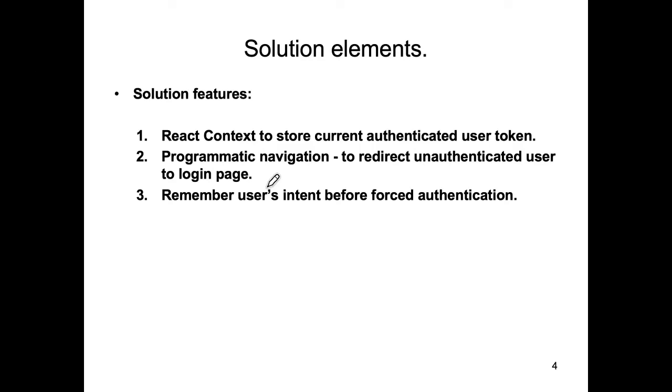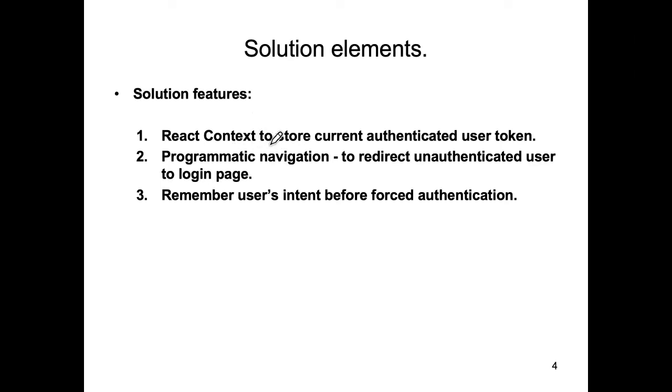So whether the token is present or not in my context will be the way I'm going to communicate to all the other components as to whether somebody has logged in or not. If the token is blank or null or undefined, then it means nobody is currently logged in. So we have to send them back to the login page. So the context, we're going to use a context construct to store this token value. We're going to have programmatic navigation, which I talked about in Monday's lecture.